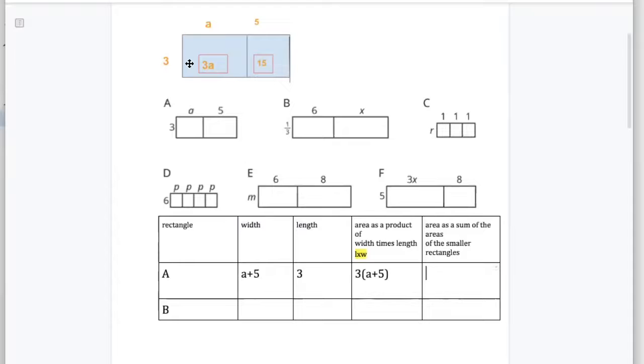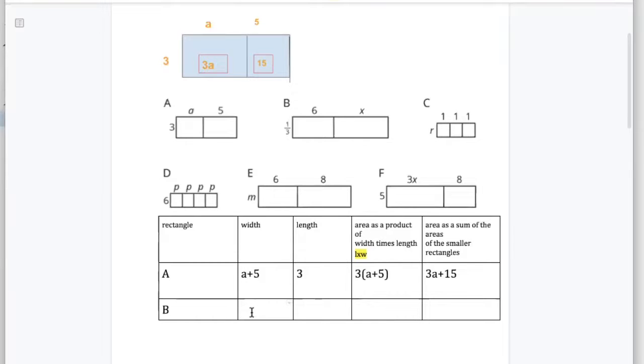So that is our answers for our area for each rectangle we have above. So we had one big rectangle that we split into 2 rectangles. So we should have 2 areas. Our first area is 3A, and our second area is 15. So my final answer is 3A plus 15. Got it? Let's go to B.